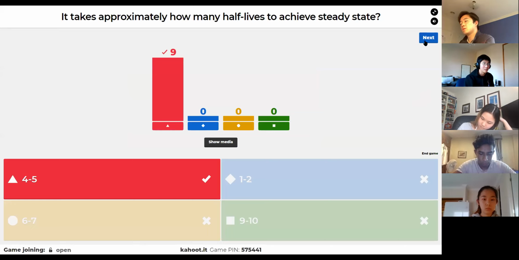Glad that everyone got this right. So it takes 4 to 5 half-lives to achieve steady state, as well as to eliminate. That's good.